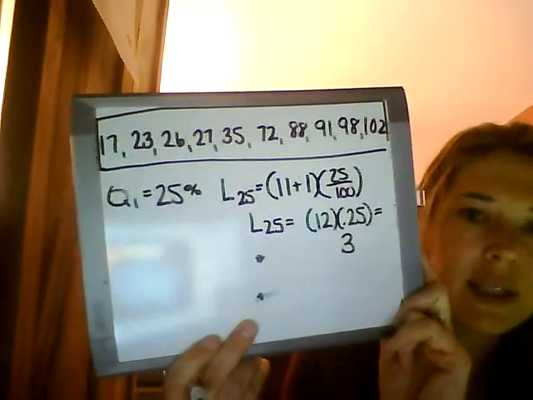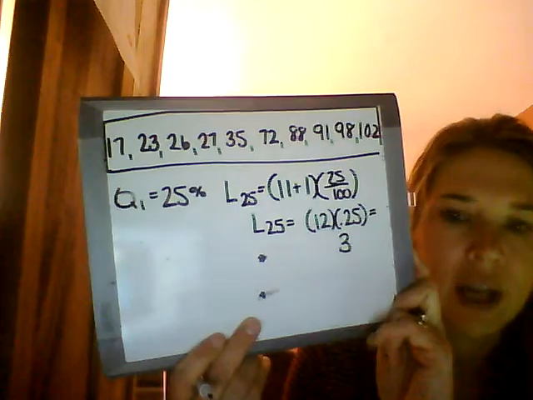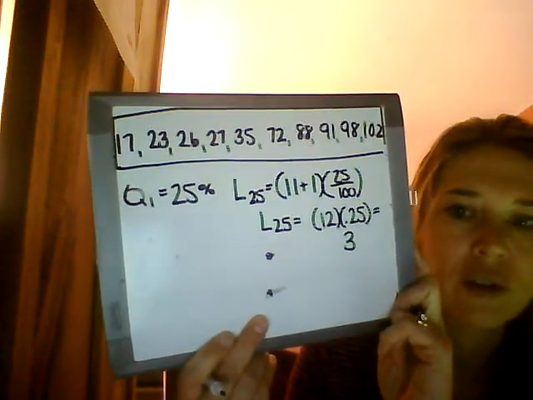There are 11 observations here. So we've got 11 plus 1 times, again, our P, which is 25 over 100. So the location of the 25th percentile, or quartile 1, is at 12 times 0.25, or at 3. Okay. So again, that is the location of the first quartile.